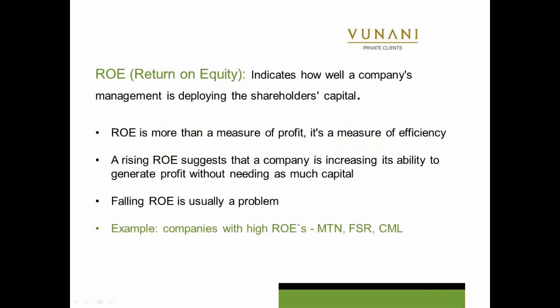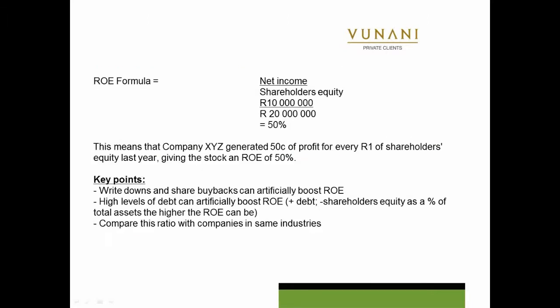Just a few examples here of companies that have higher return on equity. MTN is one of them. FirstRand is one of them. Coronation is one of them. This is the ROE formula. It's basically net income, which is the income that the company has made after taking all the expenses off, divided by shareholders' equity. That's the capital that came from shareholders.